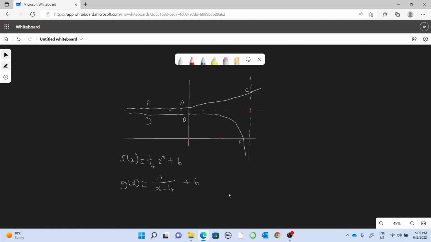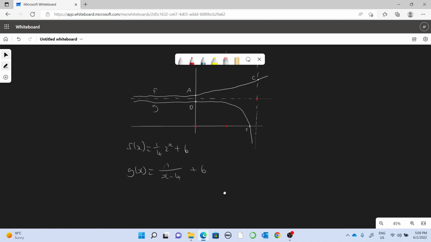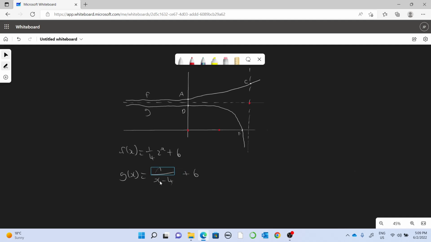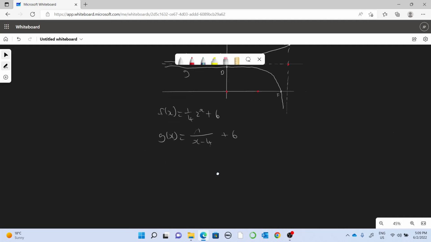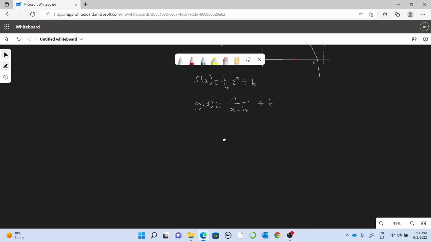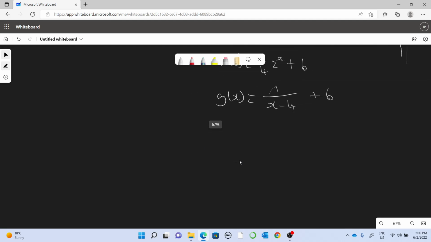Then they said y, a and d are y-intercepts and f is an x-intercept, and f intersects the vertical asymptote of g at c, which is that c point there. And f is an x-intercept, yes. These are the two functions provided. One is exponential, the other hyperbolic. So let's look at the questions then.